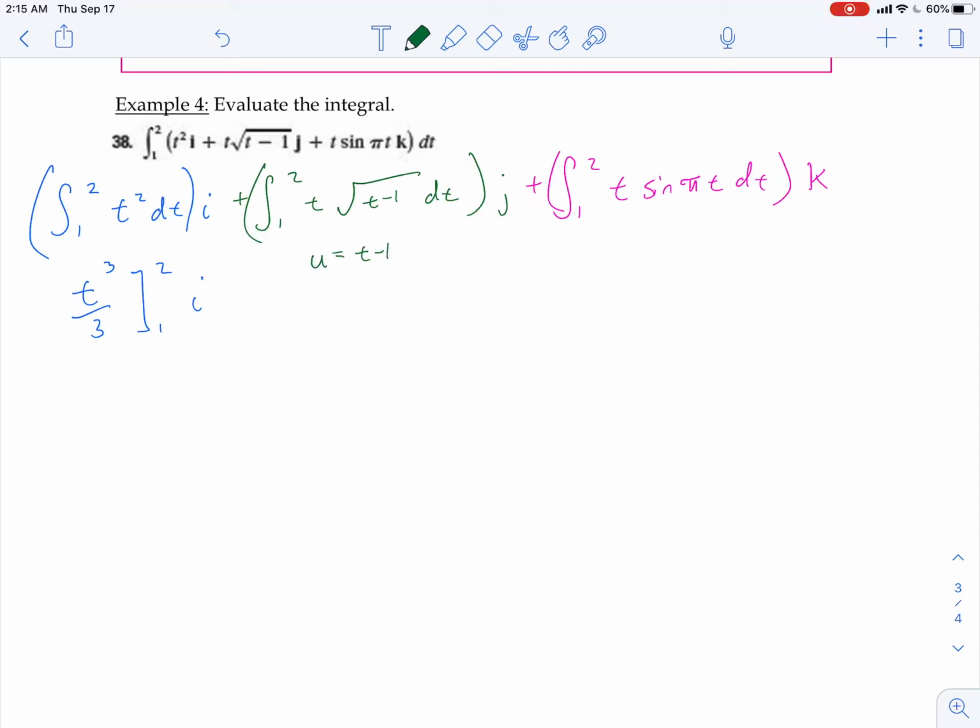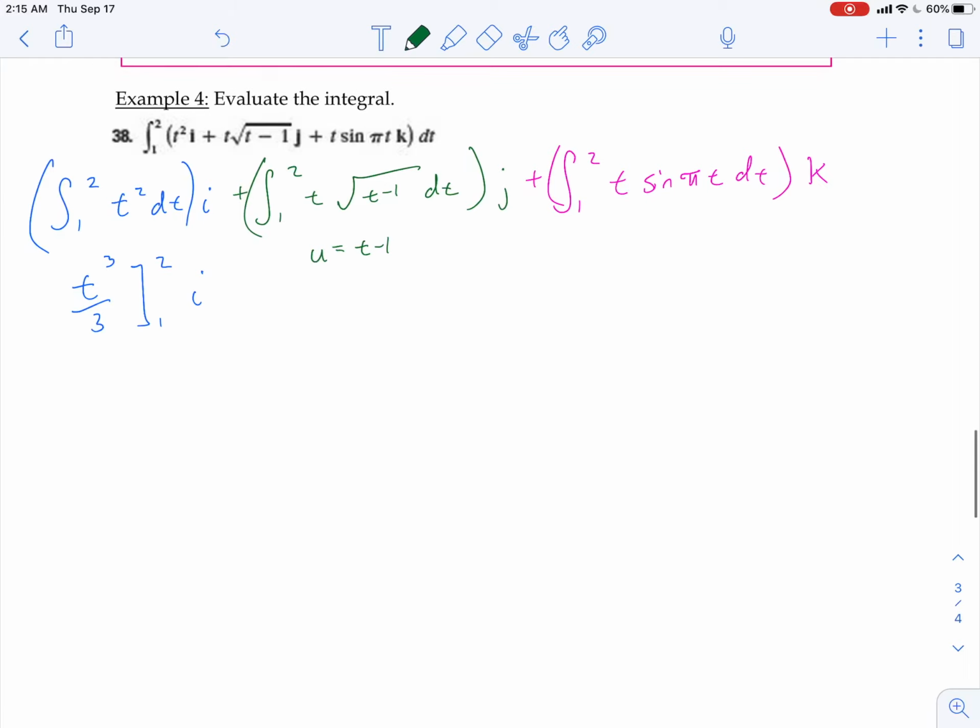I'm going to say, you know what? u is going to equal t minus 1, because that's probably the most difficult function part in that middle integral. That means du is just going to be dt. And that's great. I have everything to substitute for except for one thing. I don't have anything to take care of this t. So I can use the equation u equals t minus 1 and solve that for t. So u plus 1 is equal to t. And now I can substitute in all my parts.